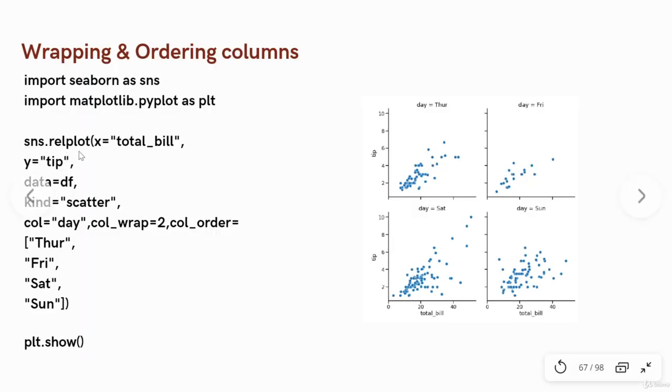So again, we'll make the necessary imports, and then we have the relplot function. X is total bill, and Y I want to take as tip. Data is DF. The kind I want to introduce is scatter.